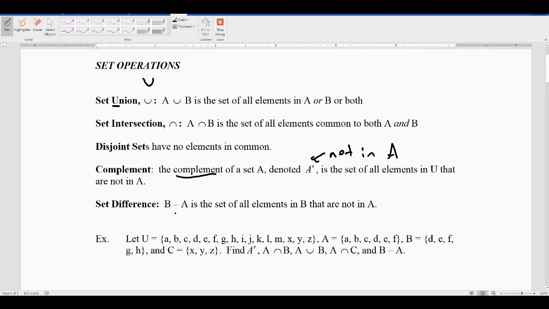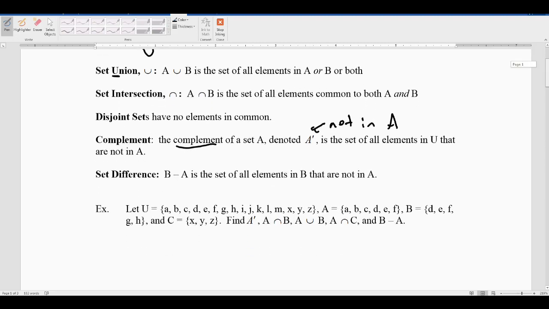And then set difference, B minus A, is a set of all elements in B that are not in A. There may be some overlap on some of these sets, like some elements in A may be in B. So if there are, what you're actually doing is subtracting those elements in A that are also in B. A lot of this is kind of confusing when you just look at the definitions, but when you see some examples, it'll make a lot more sense. So union has to be at least one of them. Intersection has to be in both of them or all of them. Disjoint, they have nothing in common. Complement means not. Difference means subtract away.